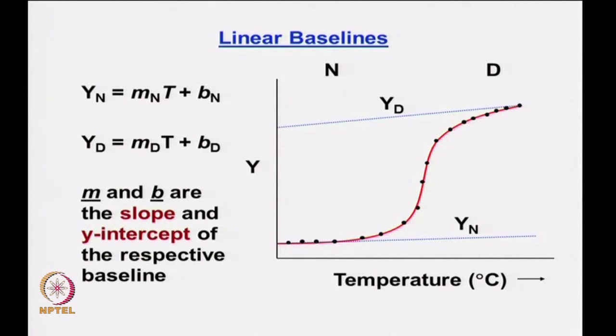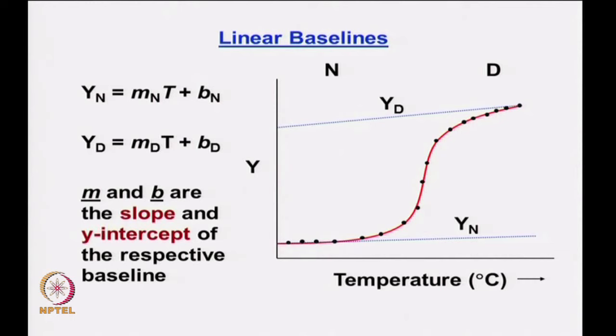Okay. Now, the same thing happens with Yd, exactly the same way. So this is Yd, the blue line corresponding to Yd, and then you have Md times T plus Bd, where Md is the slope for the baseline of the post transition, and Bd is the corresponding intercept as it is written out here. Okay, these are two things.